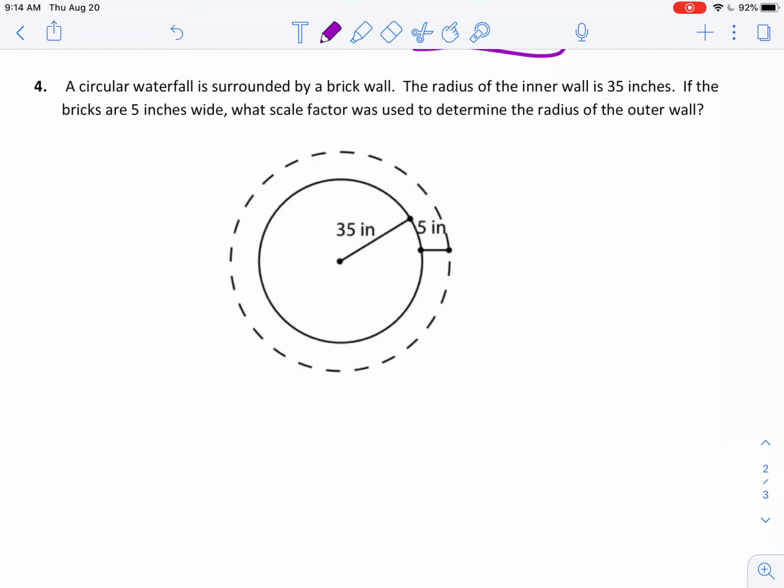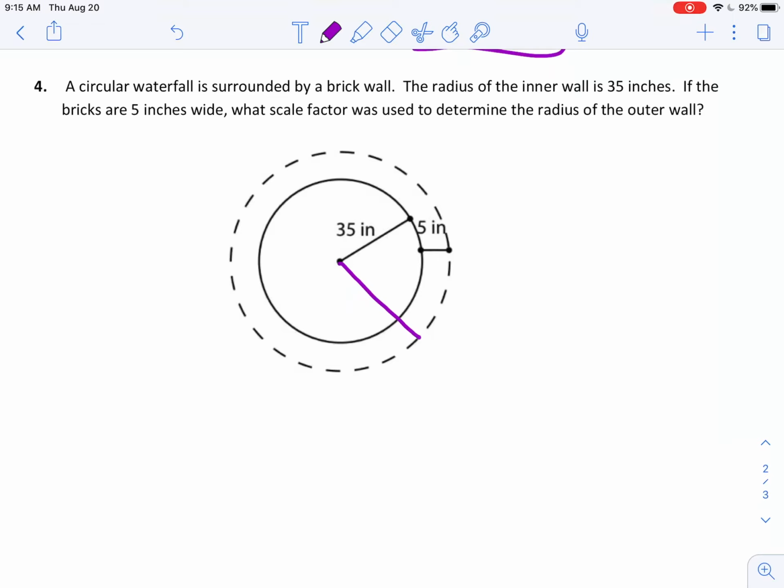All right, a circular waterfall is surrounded by a brick wall. The radius of the inner wall is 35 inches. I see that in the picture. If the bricks are 5 inches wide, what scale factor was used to determine the radius of the outer wall? Okay, so the radius of the outer wall would be this.